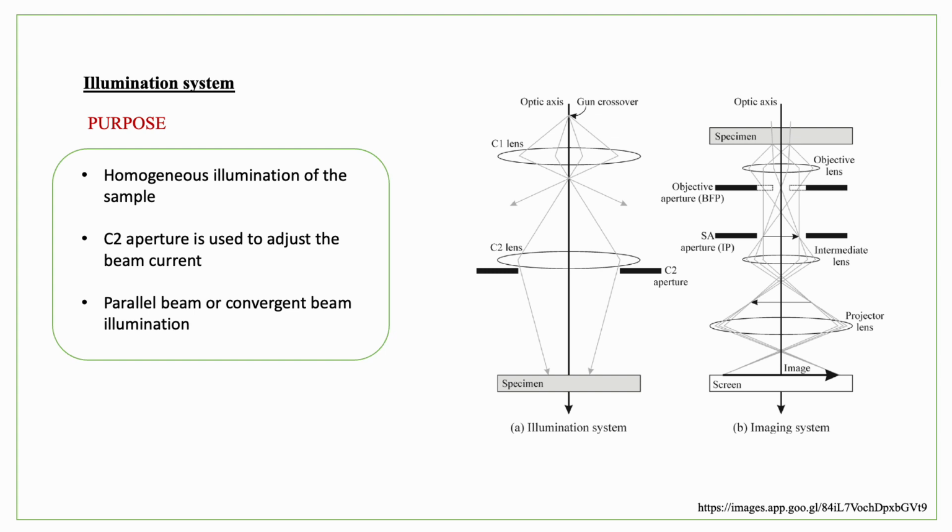And figure B is the imaging system, which indicates what happens after the beam passes through the specimen. It goes from the specimen to the objective lens, then passes through the objective aperture and then the selected area aperture, and then it falls onto the intermediate and projector lenses, which are basically just magnifying the image, and finally you obtain the image on the screen.